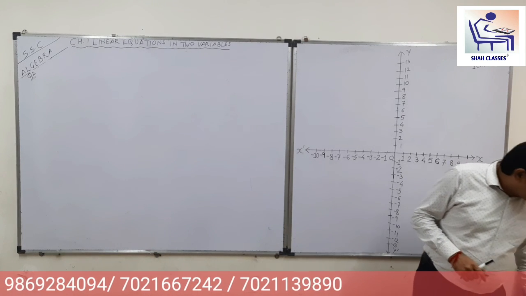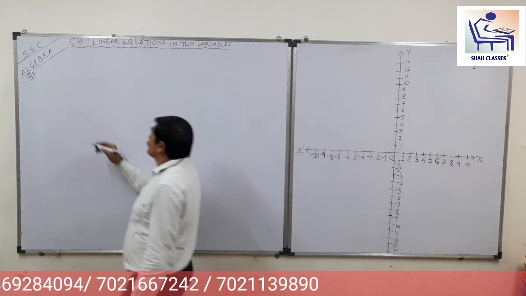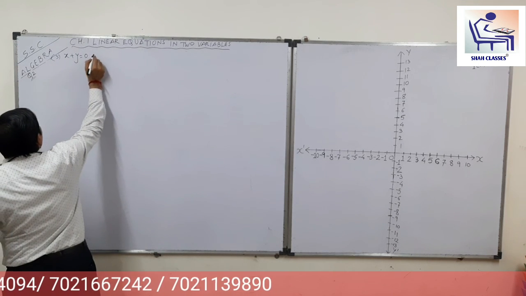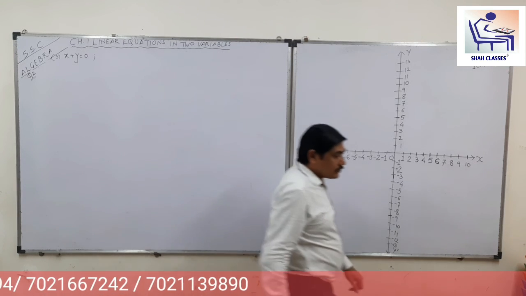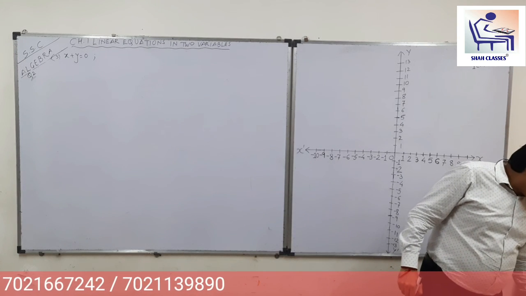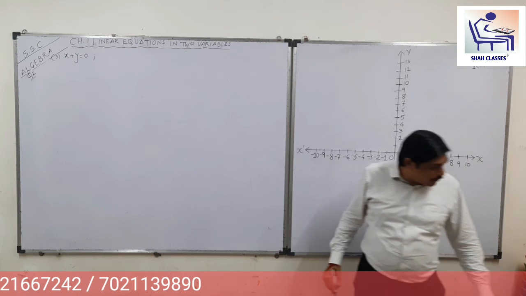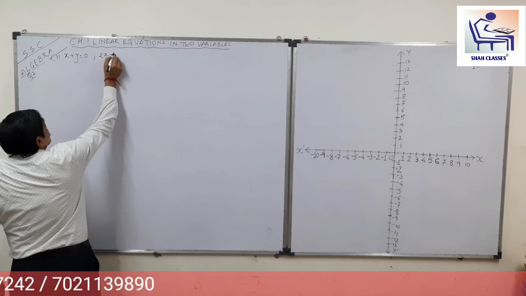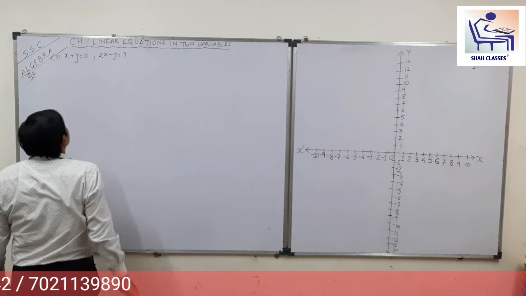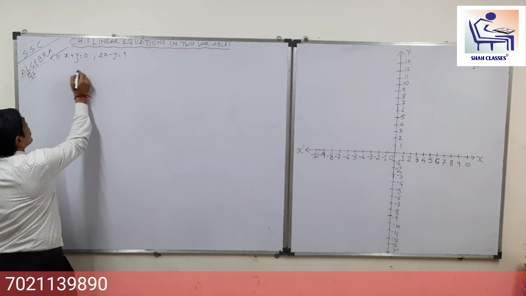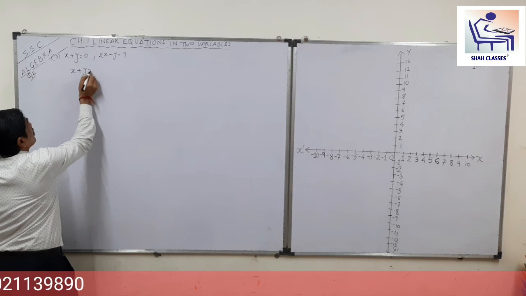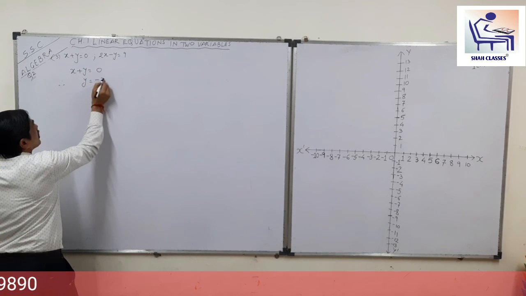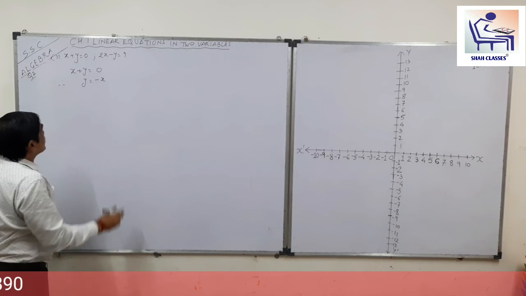x plus y is equal to 0. And your second equation is 2x minus y is equal to 9. In this, we find out the value of y. So y is equal to minus x.